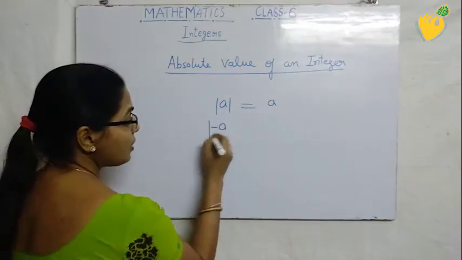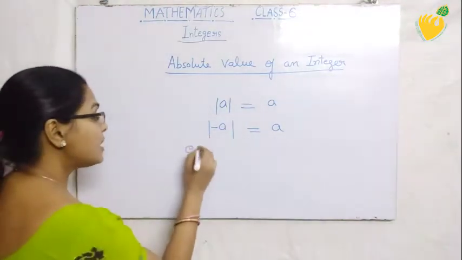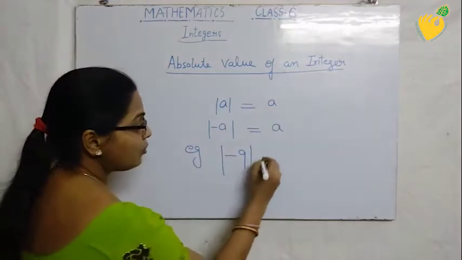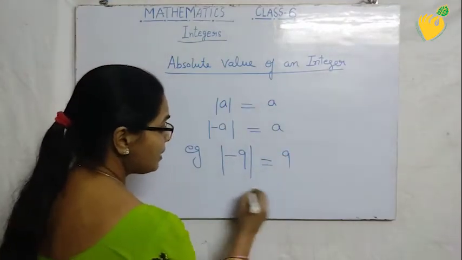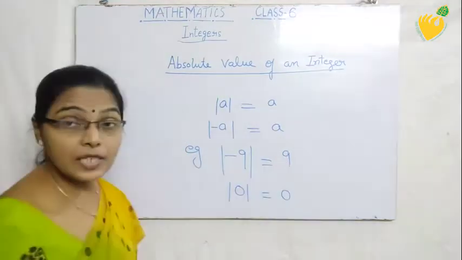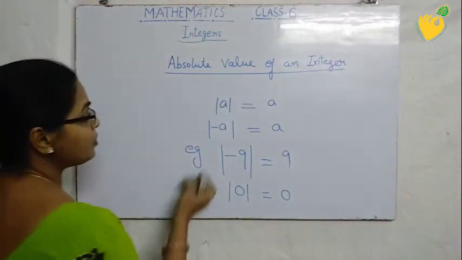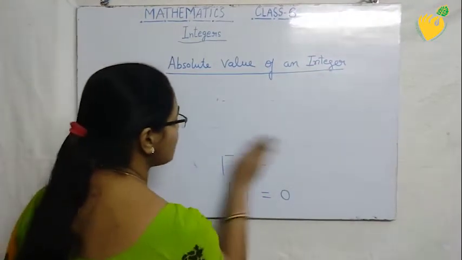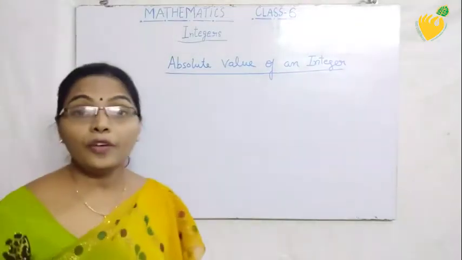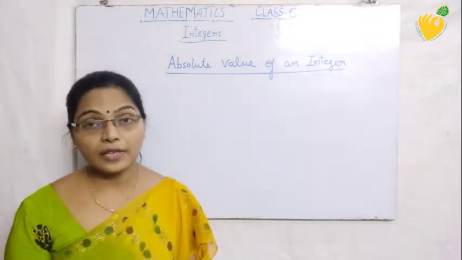Suppose, students, if we take minus a, then again its value will be a. Let's take some examples. Minus 9, and the absolute value of minus 9 will be 9. 0, the absolute value of 0 will be 0. So students, what we have concluded is that the absolute value of any integer will be the same integer regardless of its sign.